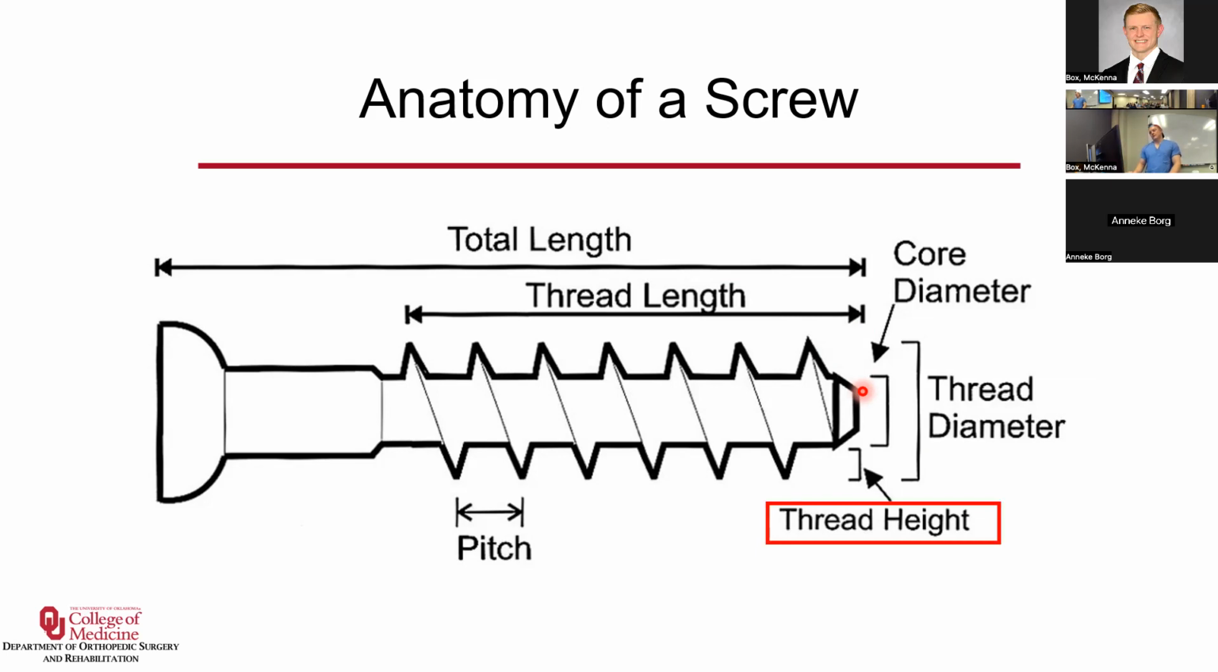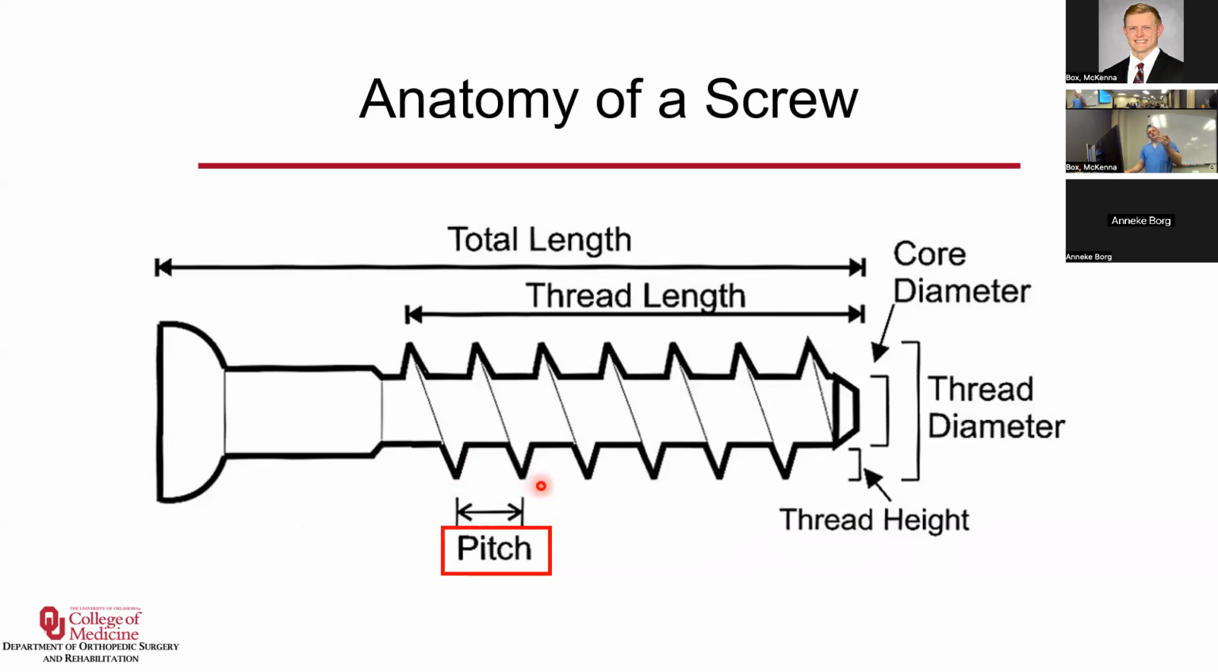Thread height is the distance from the core out to the end of the thread. This is really important when we're talking about whether using cancellous screws or cortical screws. Basically, it tells you how much bone can fit underneath that thread and how much of the bone it can grip. And then the pitch is the distance between the threads. This is also important with cancellous and cortical screws. So the higher the pitch, the higher the distance between the threads, so you can basically fit more bone between the threads.